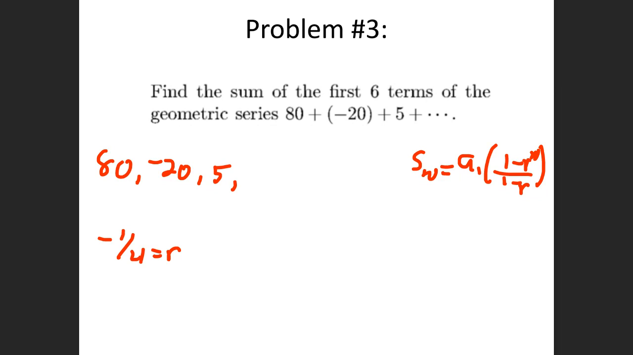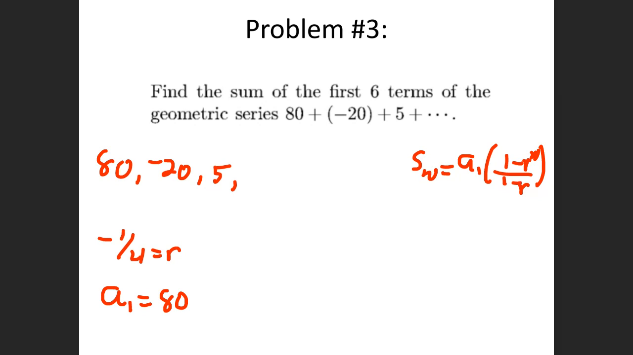Okay. 1.25 is not the same thing as negative 1/4. Now, if that 1 was supposed to be a negative, then I would say, okay. But 1.25 is not the same thing as negative 1/4. So my r value is negative 1/4. My first term is 80. And they want me to come up with the first 6 terms, right?